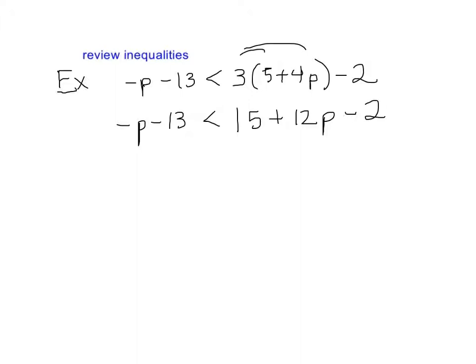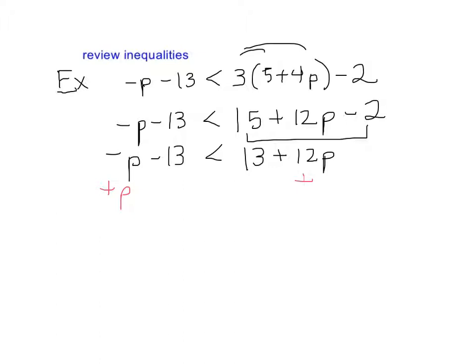What I'd really like for you to do is to copy the problem down, work it, and then come back and see if you got it right. On this one, I'm going to combine these. So I'm going to have 13 plus 12p on this side, and I have negative p minus 13 on this side. On the next one, I'm going to add p to both sides, and then I'm going to subtract 13 from both sides.